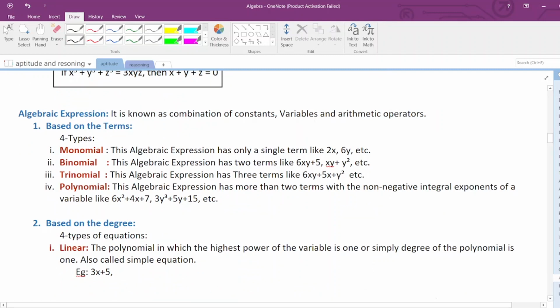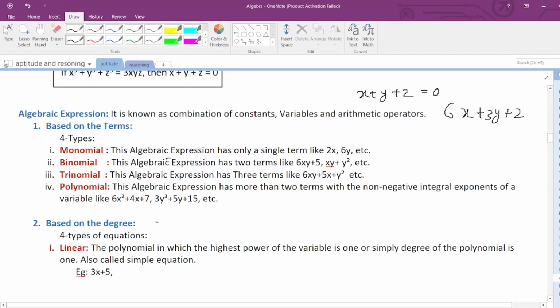So here I'm defining what is an algebraic expression. See, it is known as a combination of constants, variables and arithmetic operators. So it's basically constants plus variables. Let's suppose I'm taking variables like x plus y plus 2 is equal to 0, or else I'm taking 6x plus 3y plus 2.